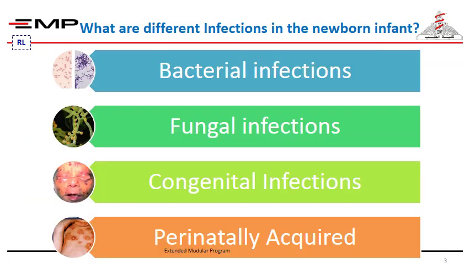Neonatal bacterial sepsis has always been a major problem in neonatal intensive care units. It's associated with 10 to 40% mortality and significant morbidity. It's considered one of the infections that affect the newborn infant, which include as well fungal infections, congenital infections, and perinatally acquired infections. Both systemic and local infections are common in the newborn period.